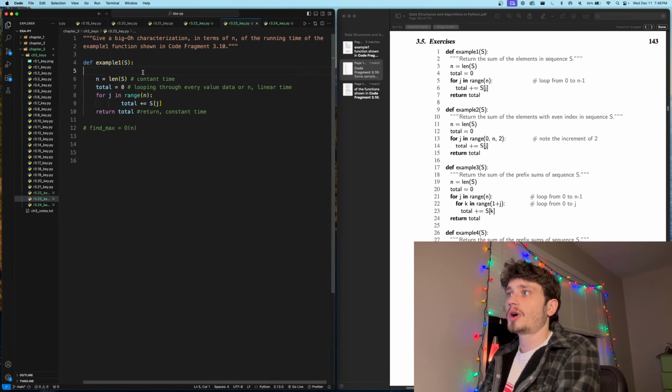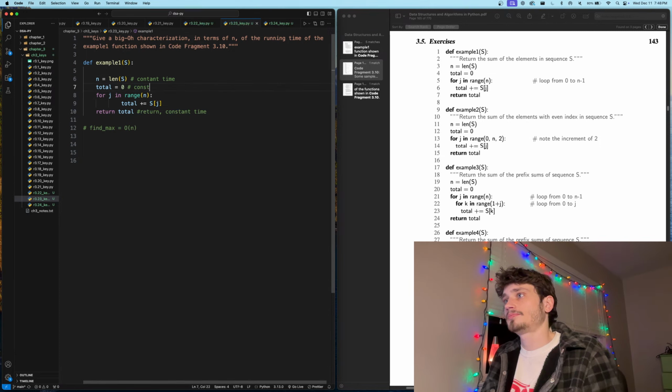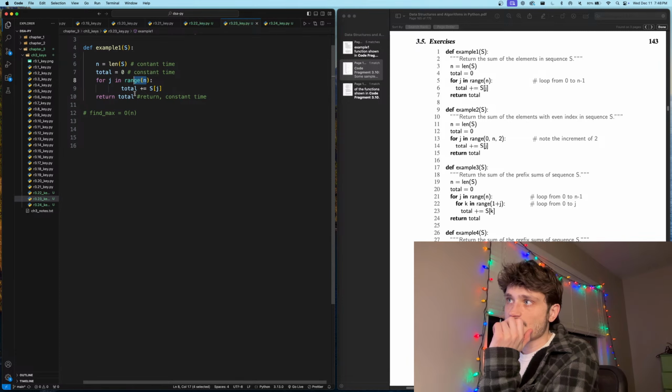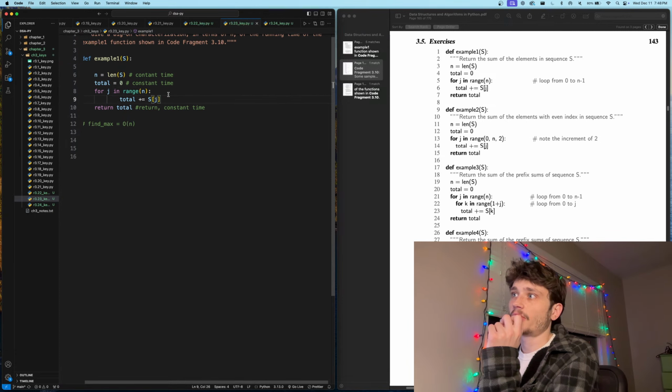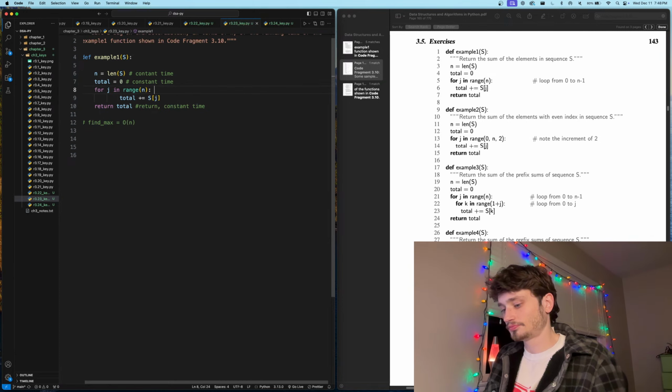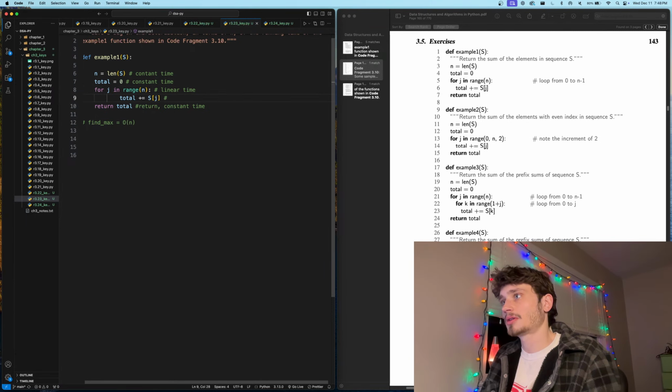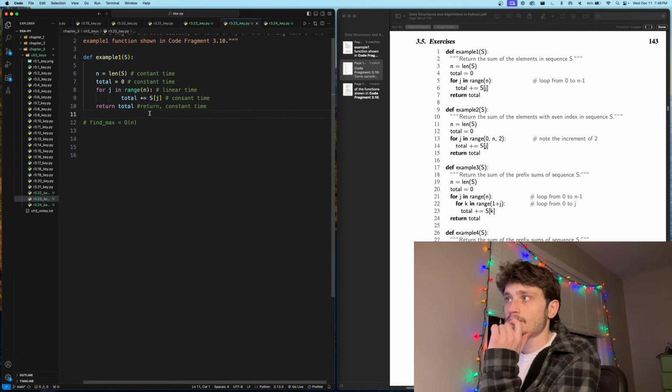Okay, so we have example one, which takes in some sequence. We take a length. So length is a function which is constant time. We have a total, so this is constant time. Right, we have a loop over every value in the range of n. We add total of sequence. So this would be linear time. This right here is constant time. So this would be O of n.